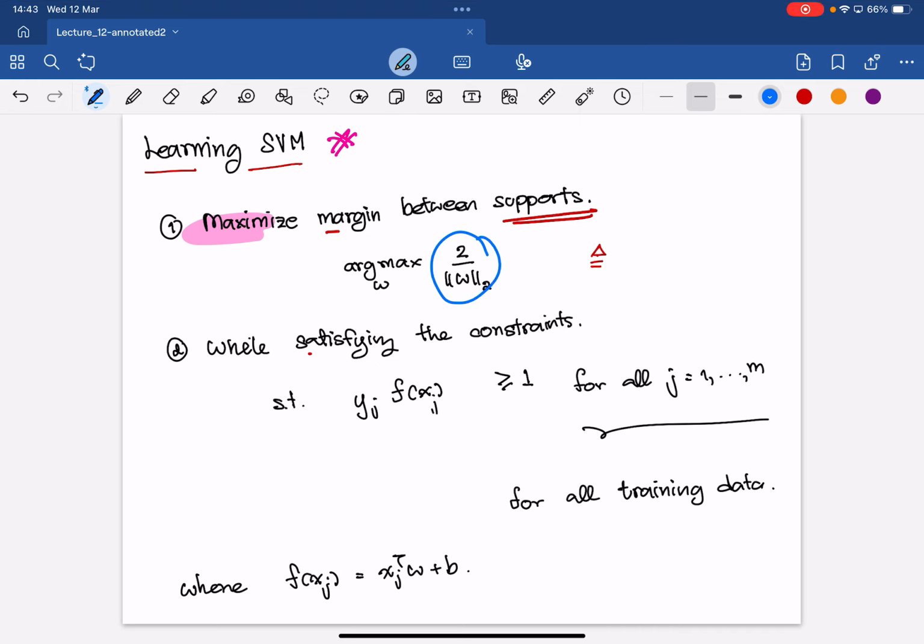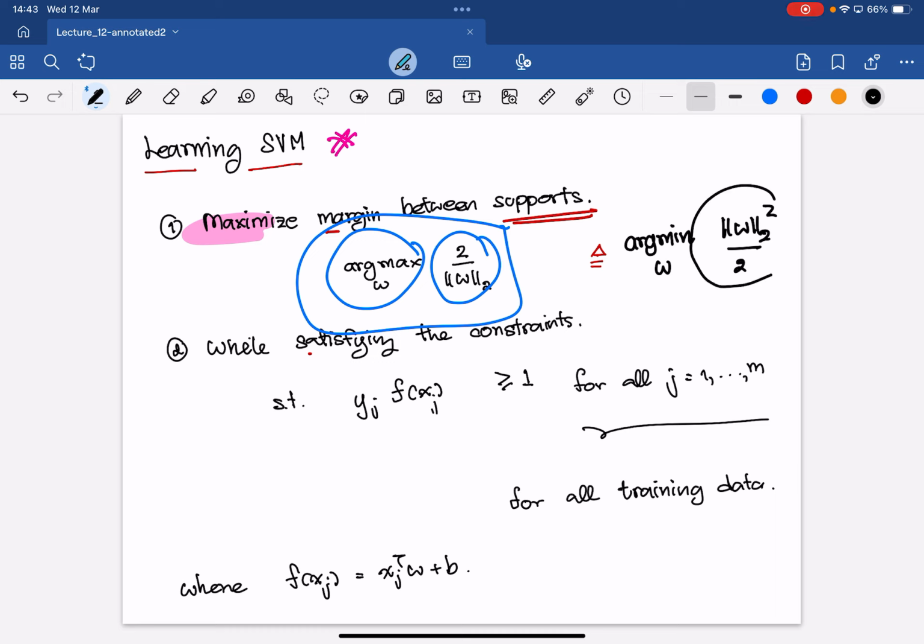This is a concave function, right? 1 over norm is a concave function. And you do the maximization, therefore this is a convex problem. And if you do something equivalent, that is to do the argument min, the result is still the same. But this time we do the argument min over the square of the L2 norm of the vector W. Then this is still a convex function.